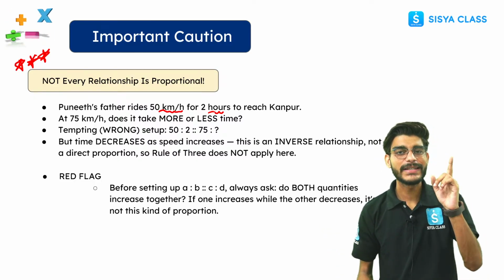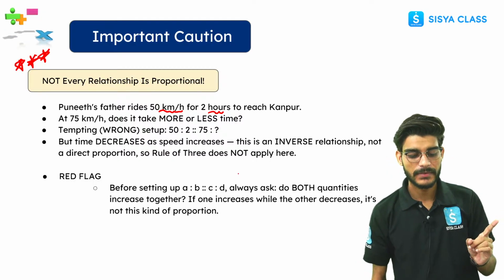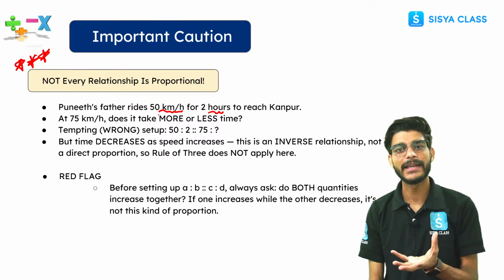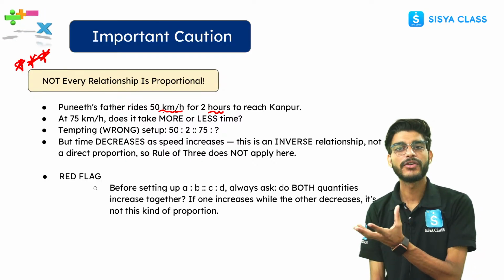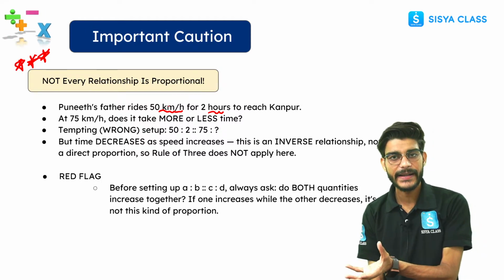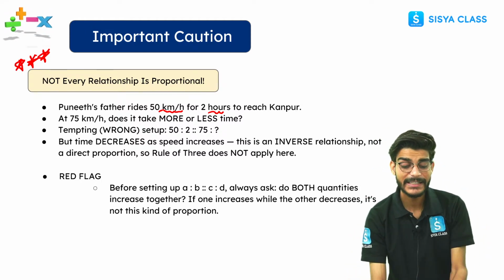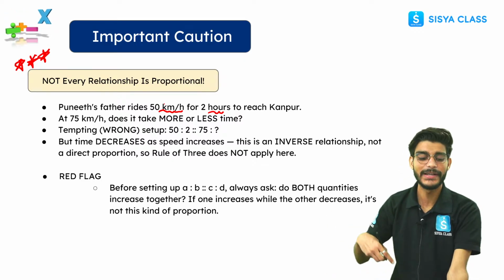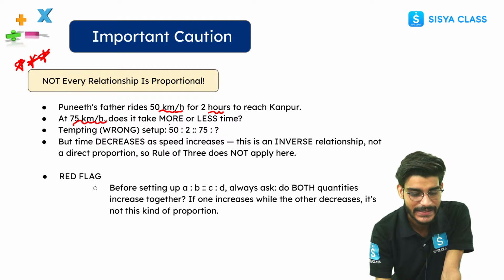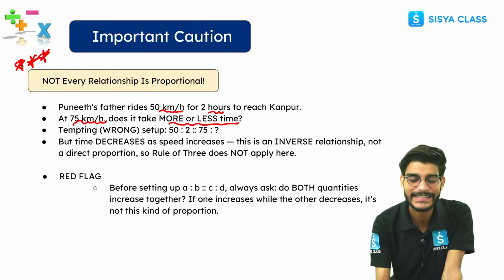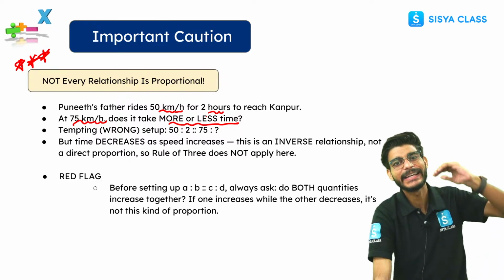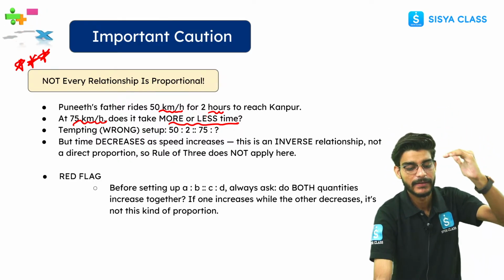See, one question we have done, the cars problem. There the speed was constant. That's why the time was changing equivalently, or you can say at a constant rate, right? But here if the speed changes, the time will decrease. At 75 km/h, does it take more or less time? The time will obviously be less because we increased the speed.